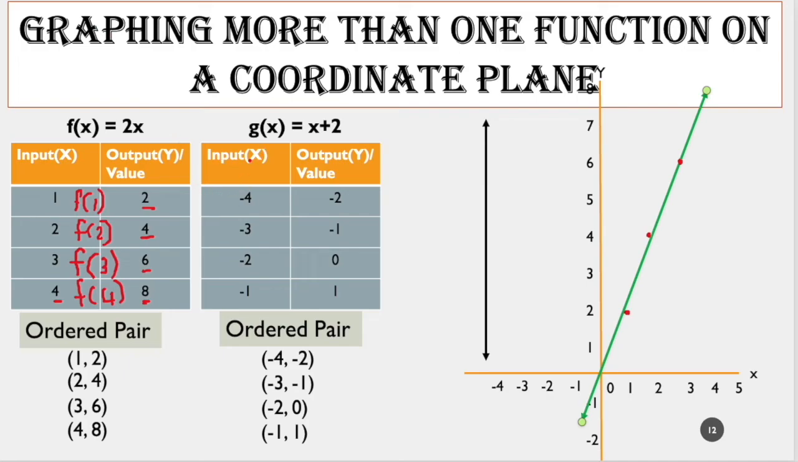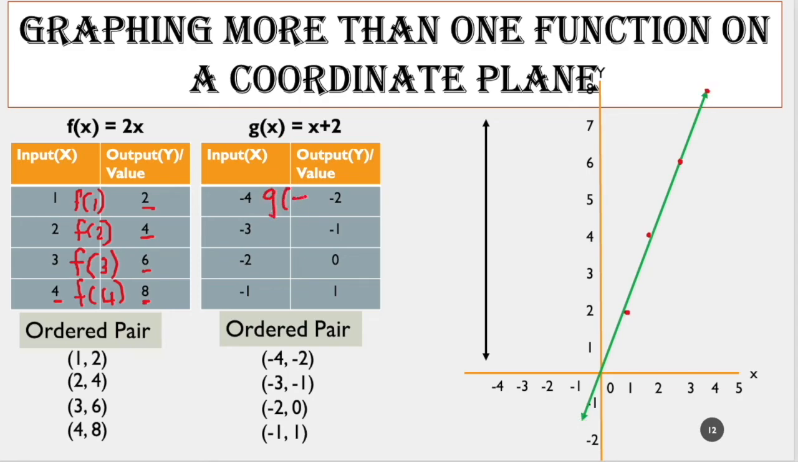let's input some other values. Let's say -4, -3, -2, and -1. And let's see what would be the value of the function when you input these values to our function. So when you input -4, what would be the value of this function?